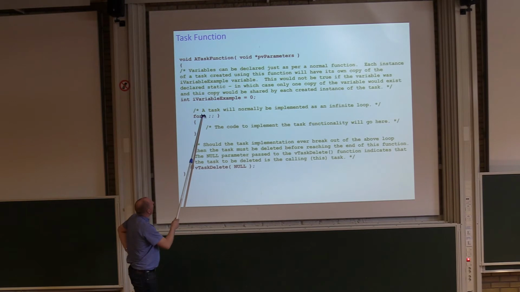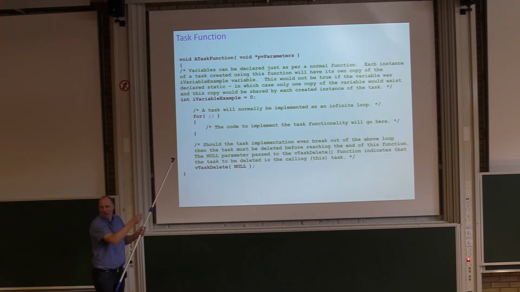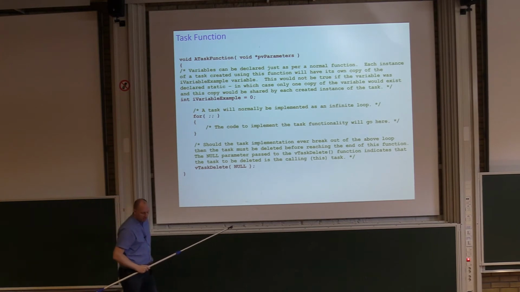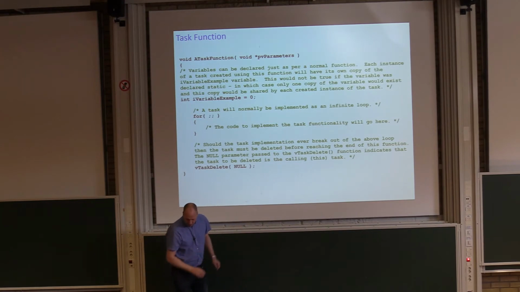And then typically you will have a loop like this. This is an infinite loop, so it will just continue to execute. And in real-time or embedded systems, you typically continue to execute until you turn off the power. If for some reason you would like to stop executing, then you should call vTaskDelete, otherwise the system might have a strange behavior. But this is not something that you would need to look into.